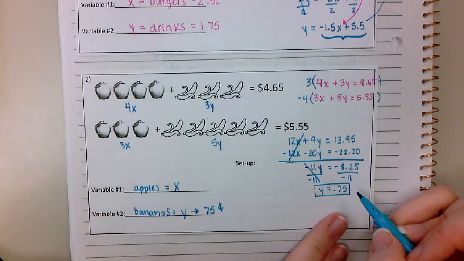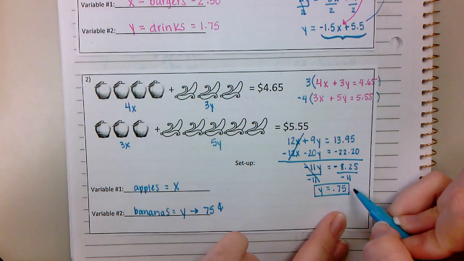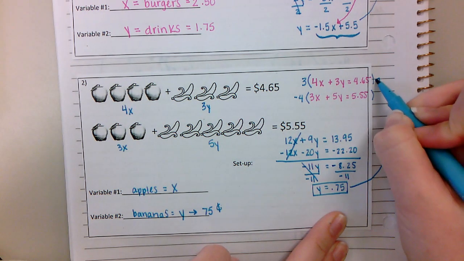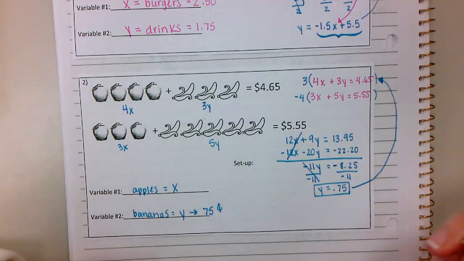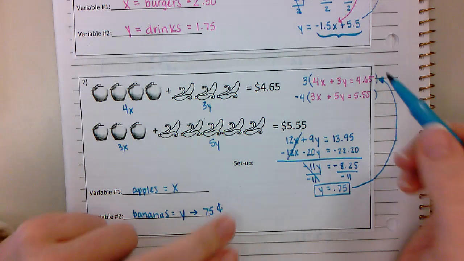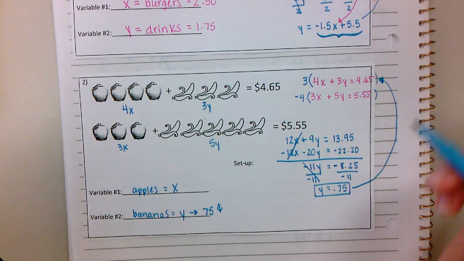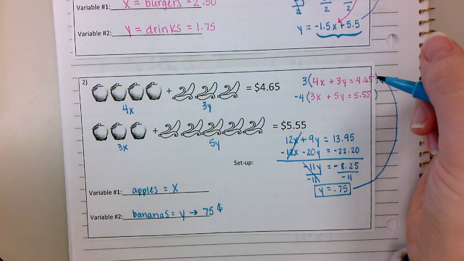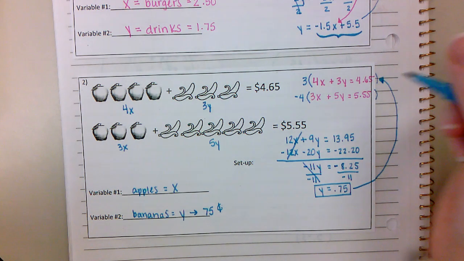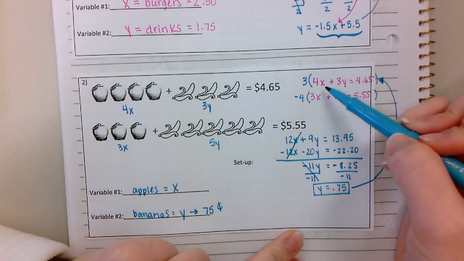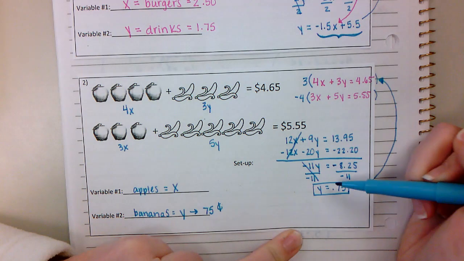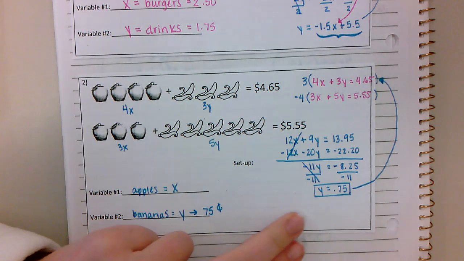So I'm going to plug this back into, we'll just go with the top one. So I'm just going to draw an arrow way up here and plug it in. So when I do that, we end up having 4x plus 3 times 0.75 equals 465. So we plug this value back in there.